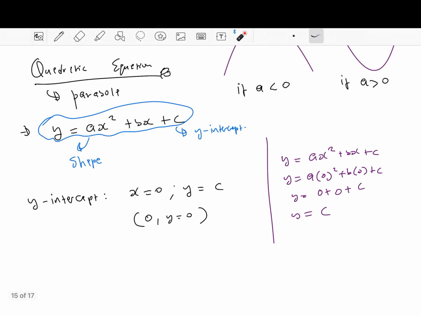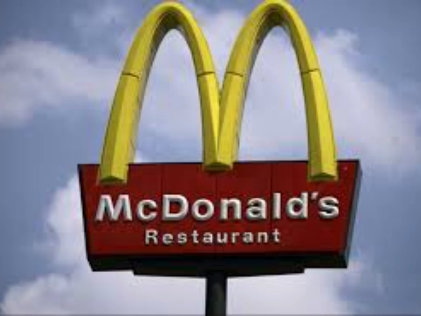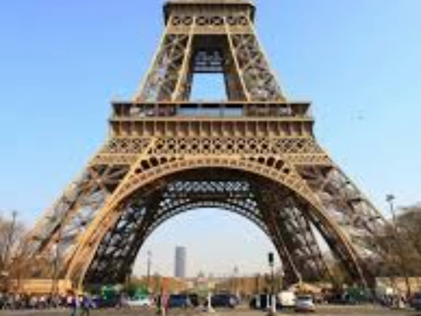But parabolas also exist in real life, right? You can see parabolas everywhere. The famous McDonald's logo, those two M's, is just two parabolas facing together. It's not even M's, those are just two parabolas facing each other. And one of the nice things about the parabolic shape is that it is very appealing to the eye.